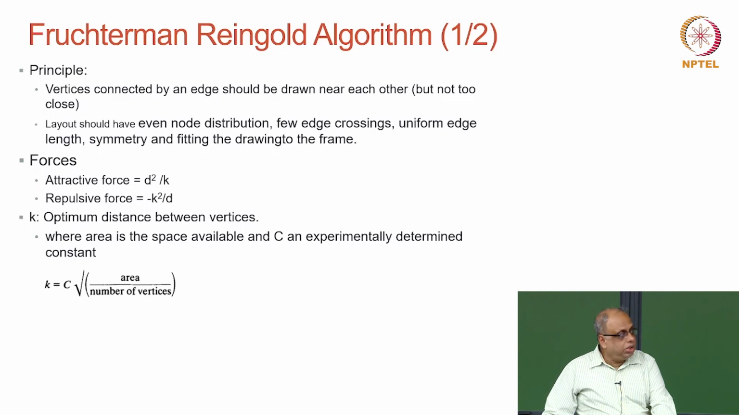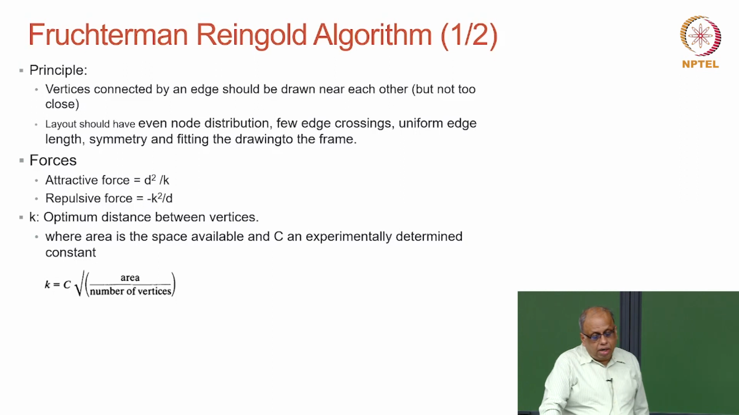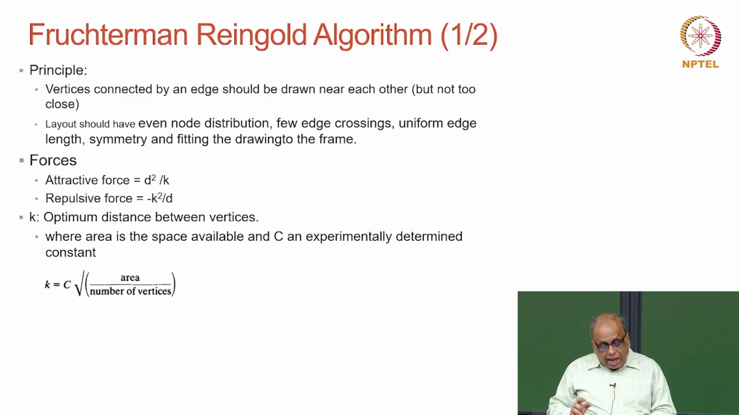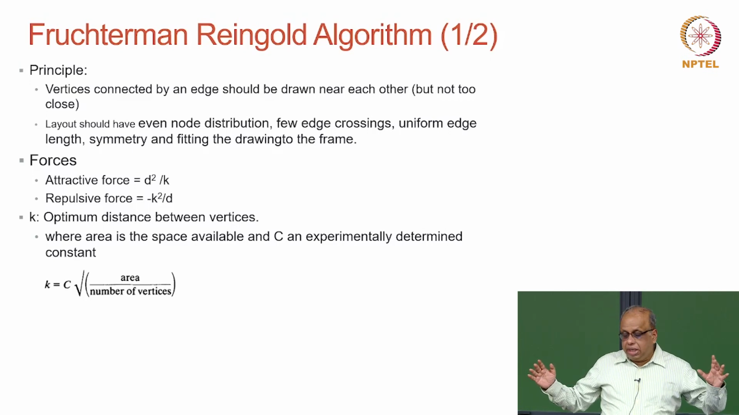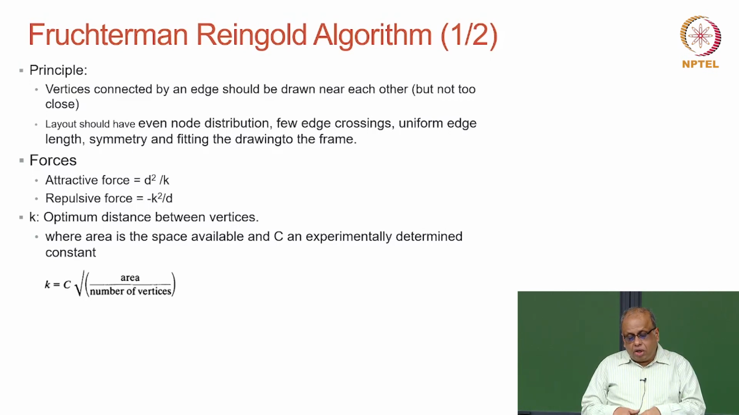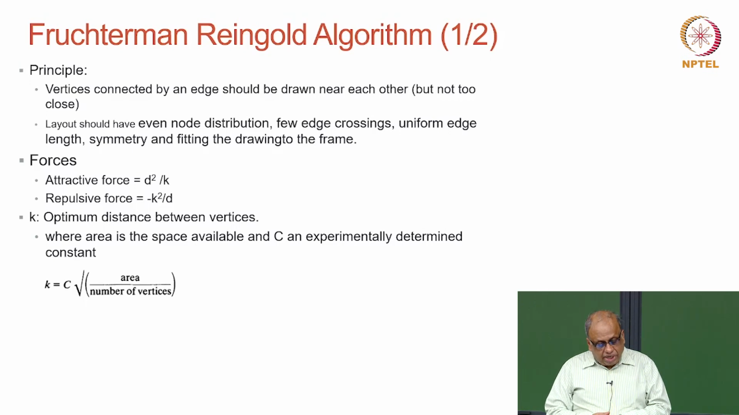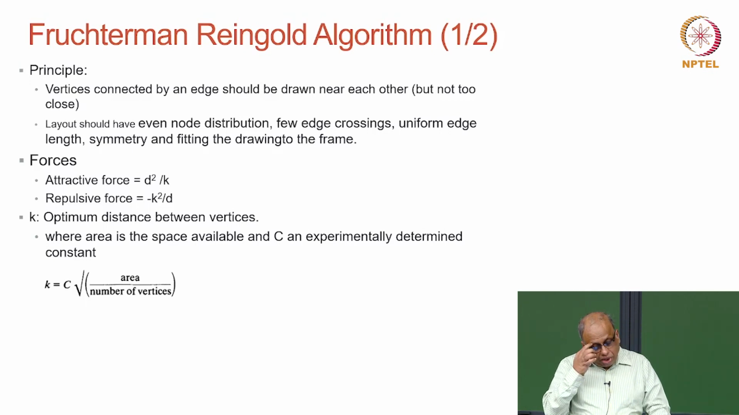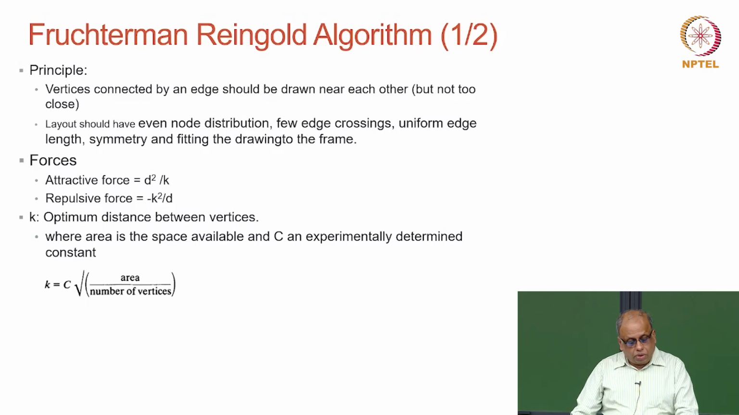Okay. Also, they introduced another parameter called k, which is the optimal distance between vertices. Okay, so you want to have the vertices at the optimal distance, and that distance is determined by the area. So if you have a large area to draw the graph, then you can make it higher, but if you have a smaller area to draw the graph, then that k should be lower. So you want the nodes to be close to each other.